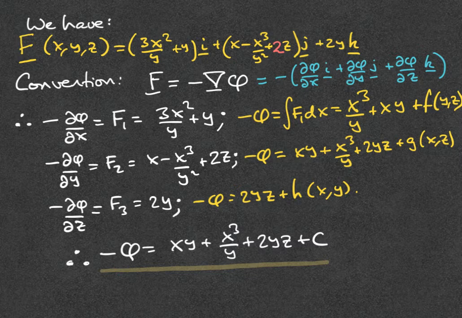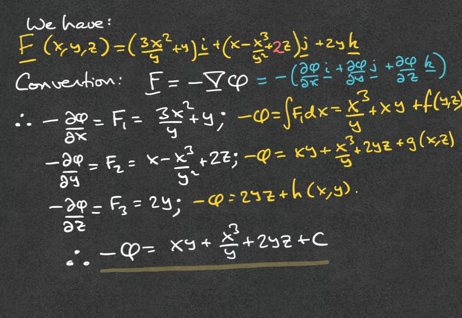So on this slide, what we've done is we said this is our convention for defining the vector field as minus the gradient of a scalar potential. And all we've done is we've integrated the individual coefficients, being careful about the minus sign, and in that way found phi. So here we integrated with respect to x, here we integrated with respect to y, and here we integrated with respect to z.